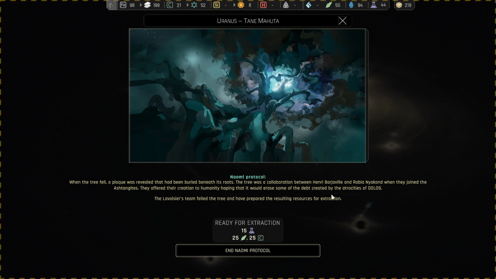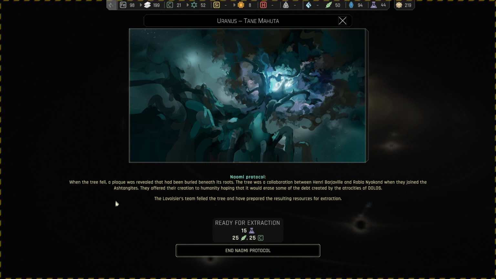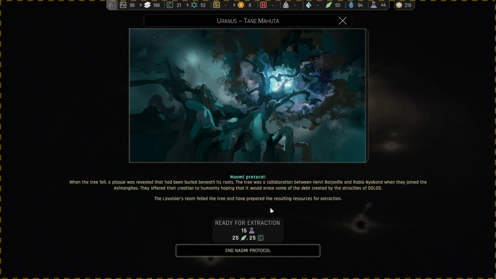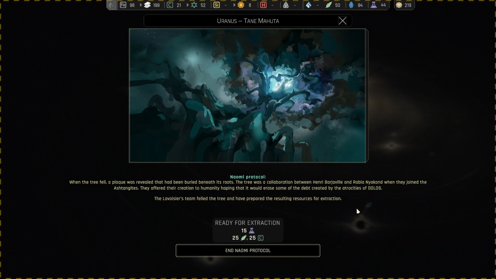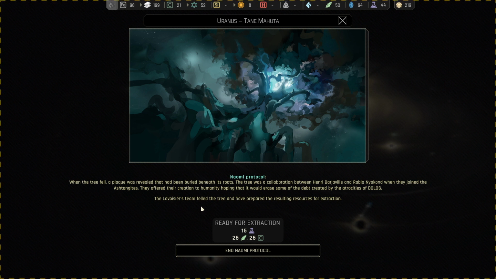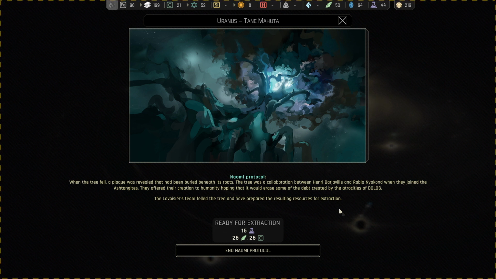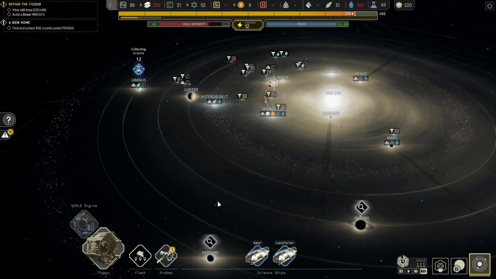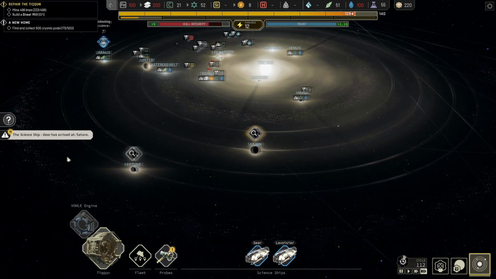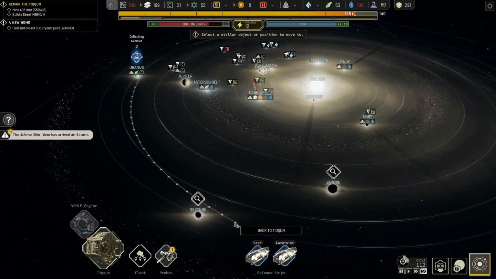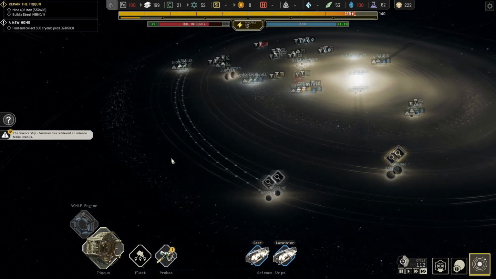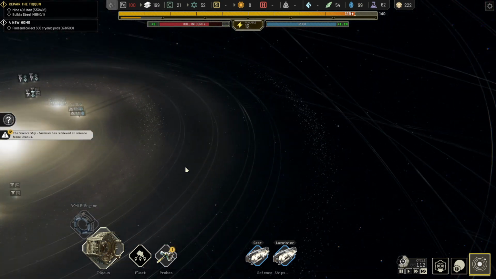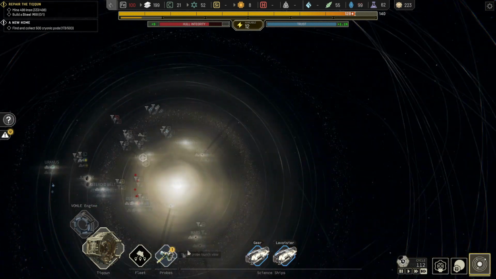Tree was a collaboration between Henry Barbara and Rabia Nyokand when they joined the Ashtangites. They offered their creation to humanity, hoping it would ease some of the debt created by the atrocities of Dolos. The Lavios' team felled the tree and have prepared the resulting resources for extraction. So, 25 food, 25 carbon, 15 science. Science is very welcome. I am somewhat nervous about my current level of science. But yeah, that is all going out according to plan.